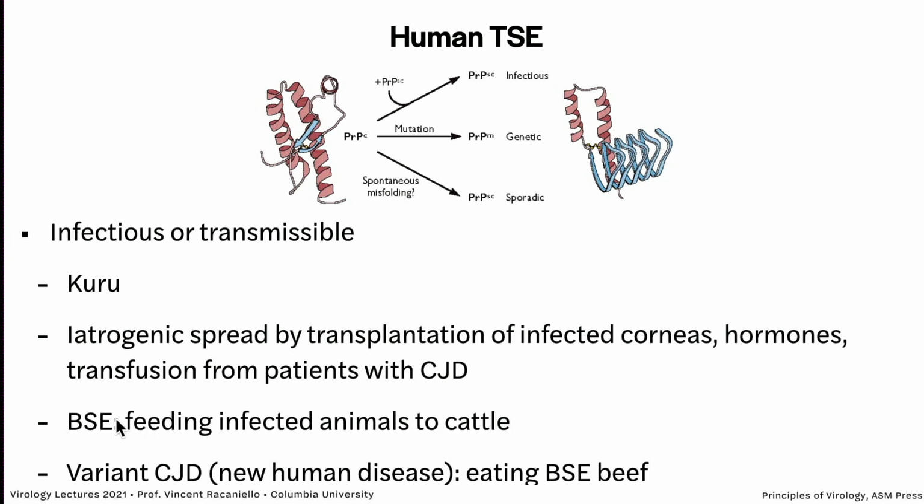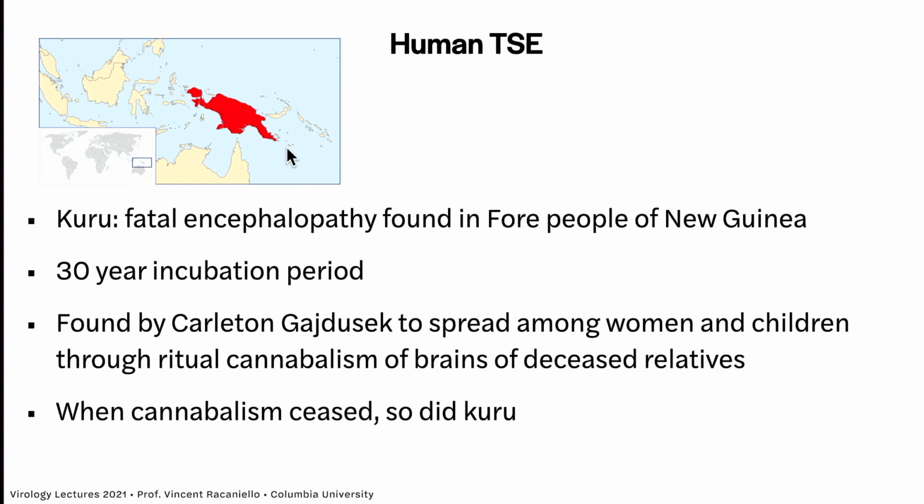And BSE arose in cattle by feeding sheep to the cows. And then when we ate the BSE-contaminated beef, we developed variant CJD. Kuru was first observed in the Fore people of New Guinea. It is a disease with a long incubation period and results in a TSE.